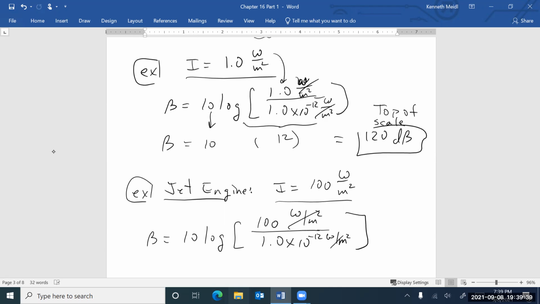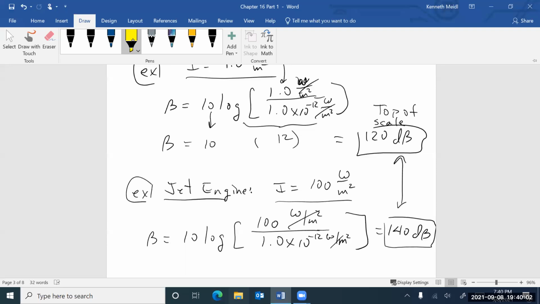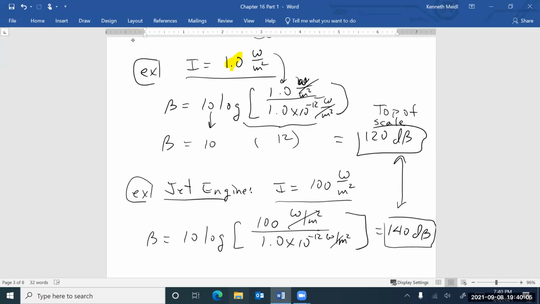And so if I'm going to get 100 on my calculator divided by 1 times 10 to the minus 12, I'm going to take the log of that. I get 14 times 10. I get now 140. Okay, so something to take away here. Take a look at those two numbers, and then take a look at that number there and that number there, right?